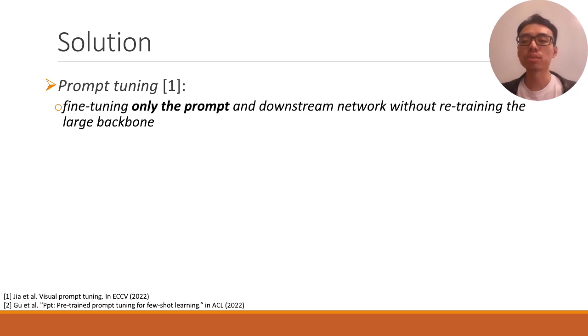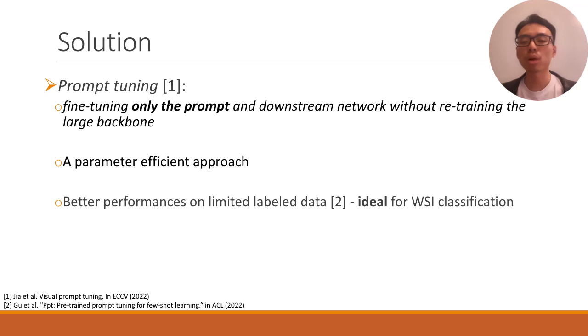Prompt tuning fine-tunes only a small fraction of the parameters, that is, only the prompt and the downstream network. The large backbone is left frozen. It is a parameter-efficient approach and performs better when we have limited data. This makes it an ideal choice for whole slide image classification.